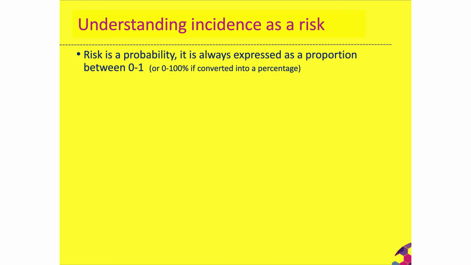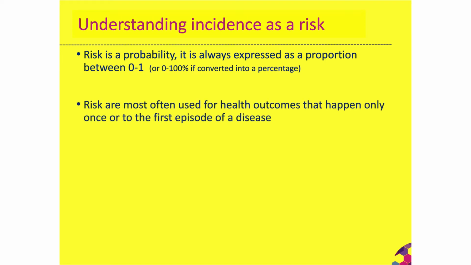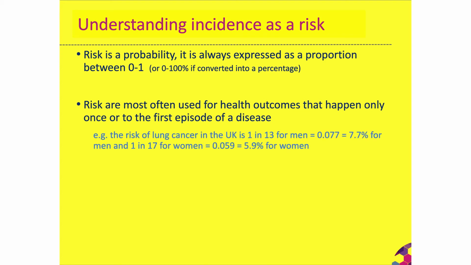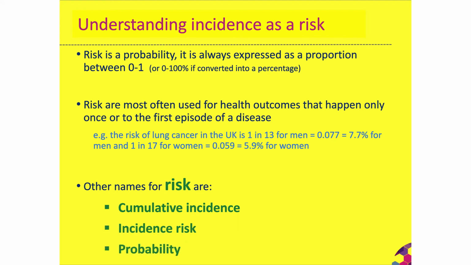So remember, risk is a probability. It's always expressed as a proportion between 0 and 1 unless it's converted into a percentage. And risks are most often used for health outcomes that happen only once or to the first episode of a disease. So for example, the risk of lung cancer in the UK is 1 in 13 for men, 7.7%, and 1 in 17 for women, 5.9%. And other names for risks that you might find in the literature are cumulative incidence, incidence risk, and probability.